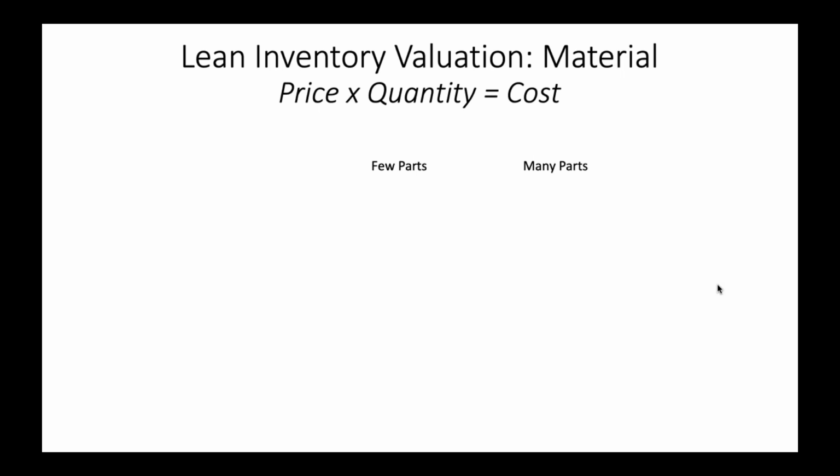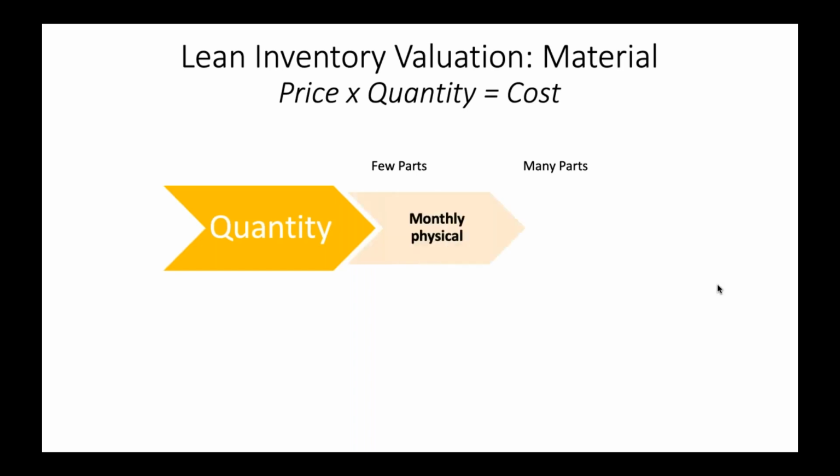material cost. So when you're looking at the valuation of material, think about the equation price times quantity equals cost. And in terms of quantity, what method works best for you depends really on the amount of parts that you have in inventory. If you have few parts, it's quite simple to do a monthly physical inventory to understand the quantity, as opposed to tracking everything in systems. If you have many parts, it's probably best to keep the tracking of quantities in your system, whatever you use.